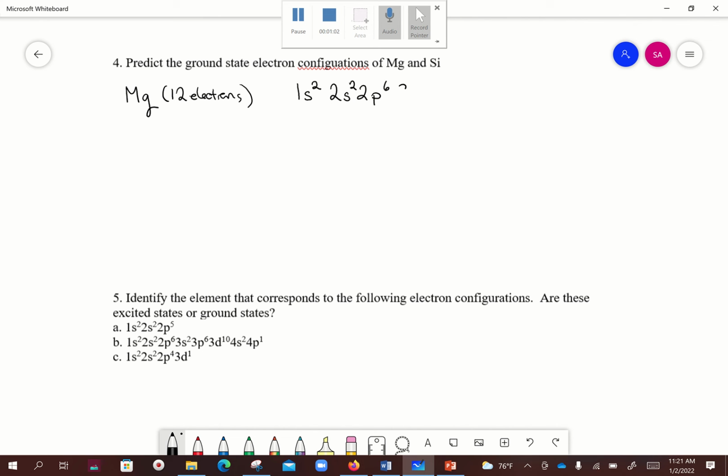Now I've got to go up to 3. The lowest energy state is s, and in the s state I can put 2. So that gives me my 12 electrons.